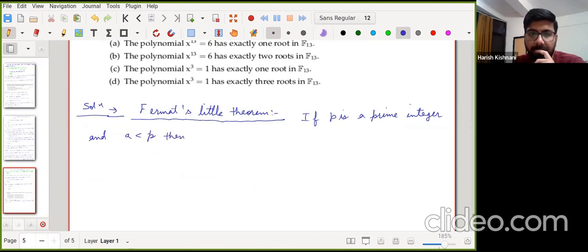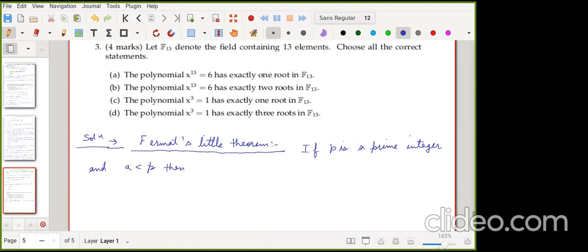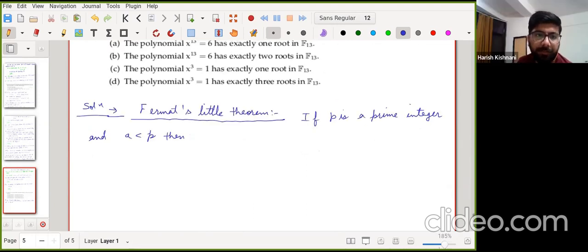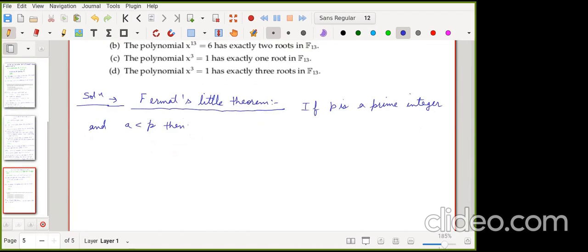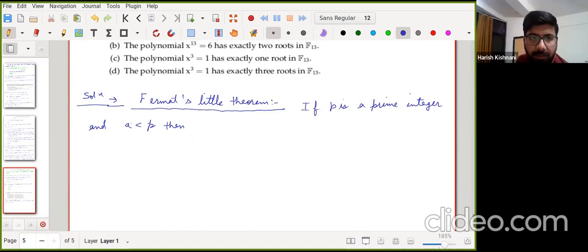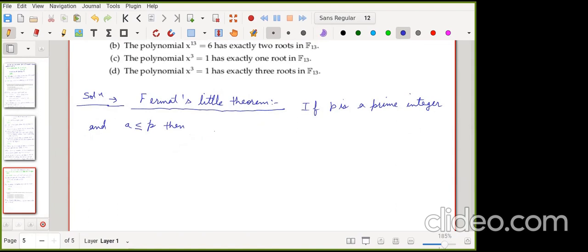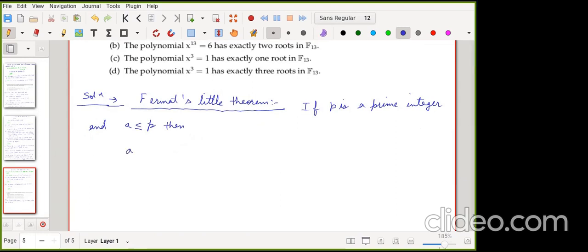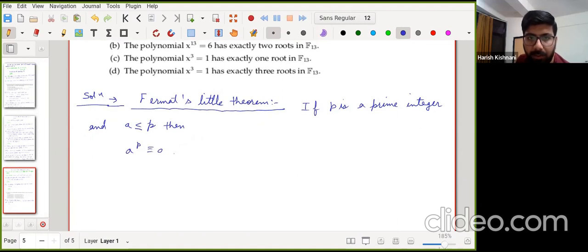Then, less than or equal to also, I think you can put. There is no issue in that. So what Fermat's little theorem says, Muthu, do you remember that? It says A raised to P is congruent to A modulo P.